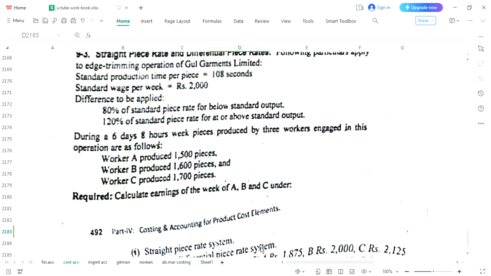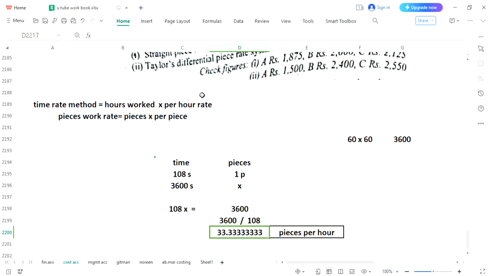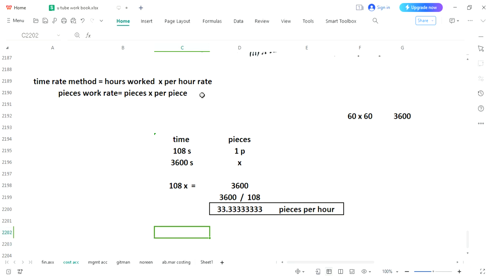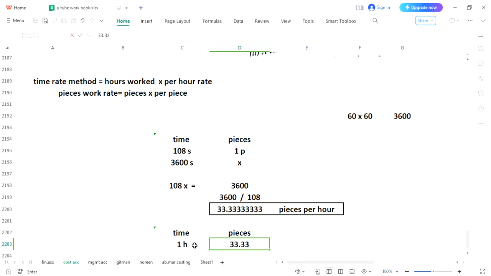This was our standard. And now the second: standard wage per week is 2000. So another piece of work we will be doing again. Time is written over here and the number of pieces would be mentioned beside it. What standard have we done? In 1 hour, 33.3 pieces. So in 1 hour, the number of pieces which would be manufactured is 33.33 pieces.